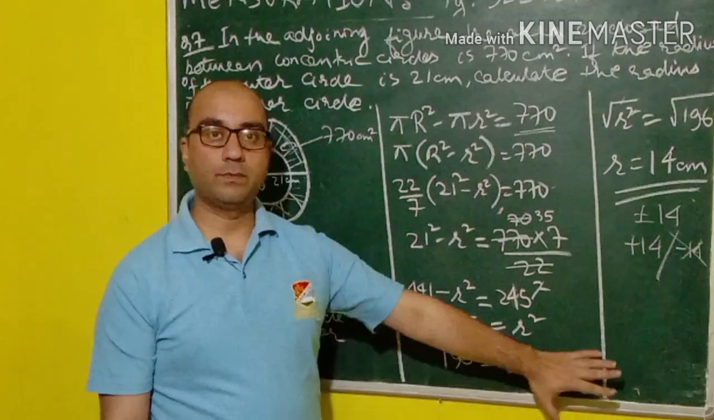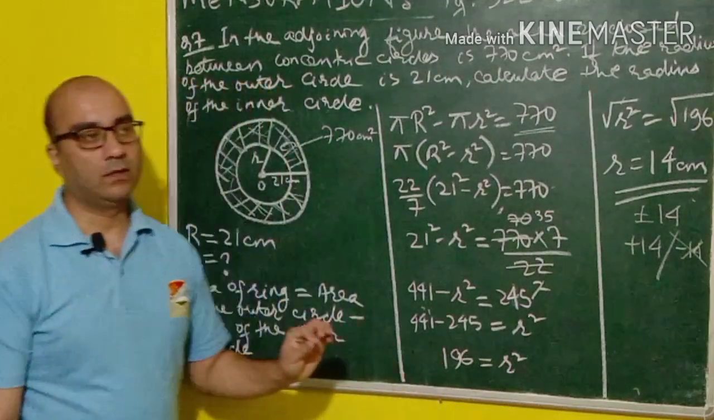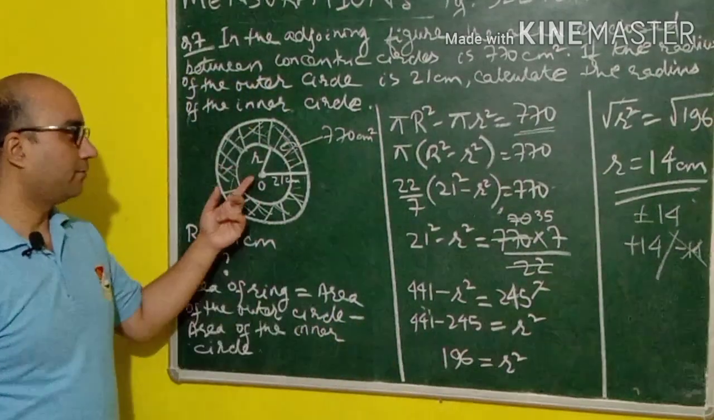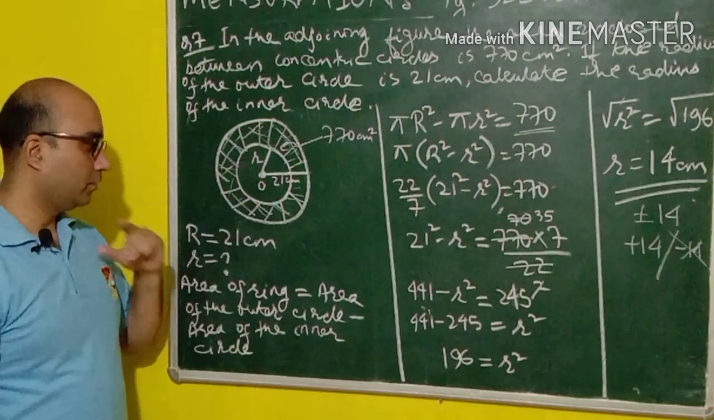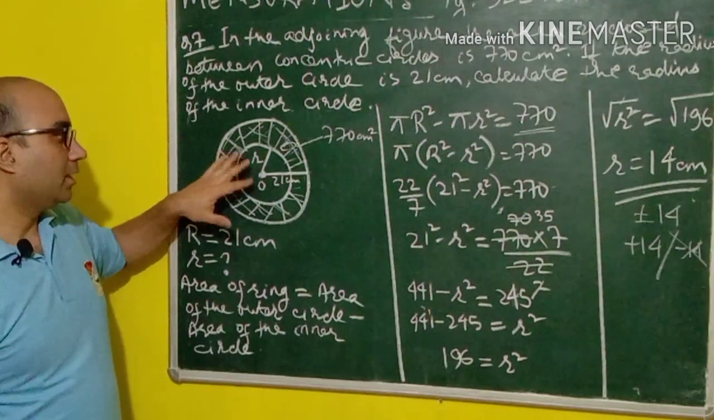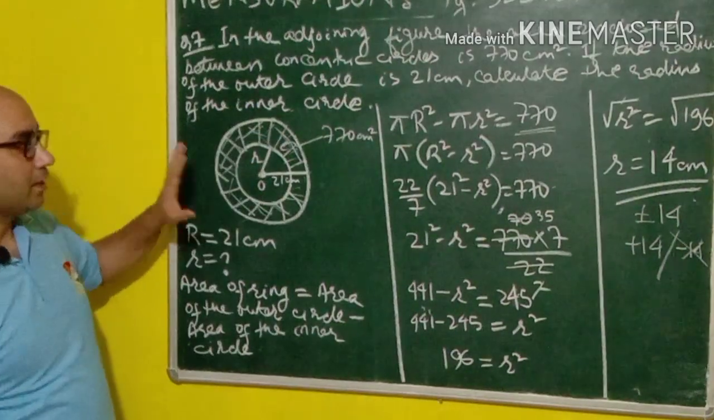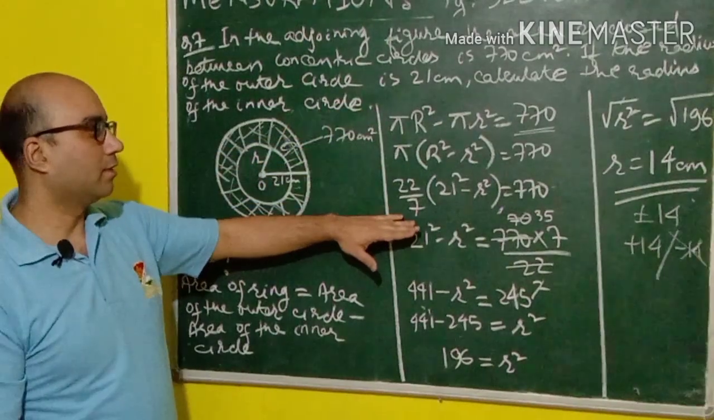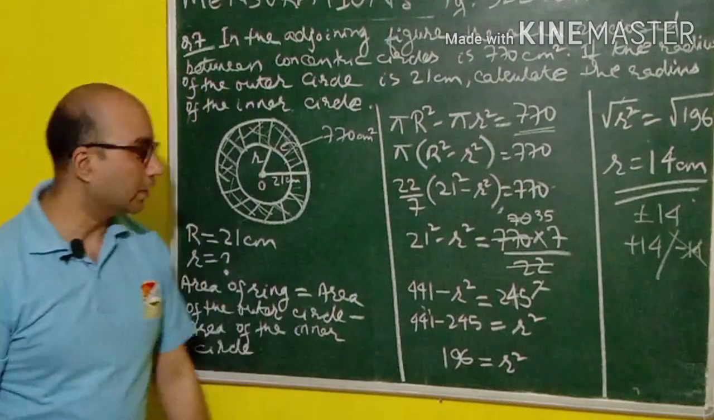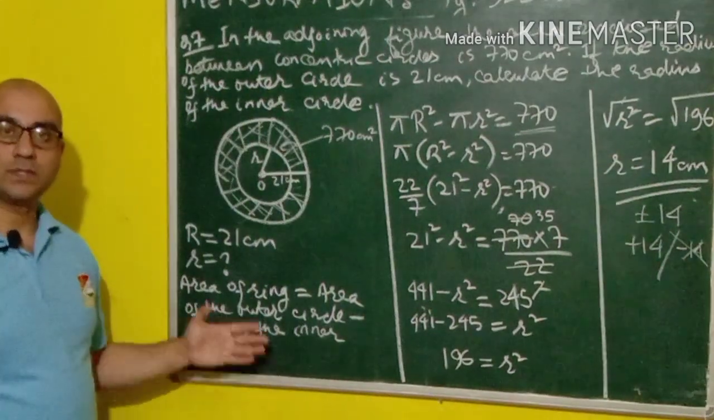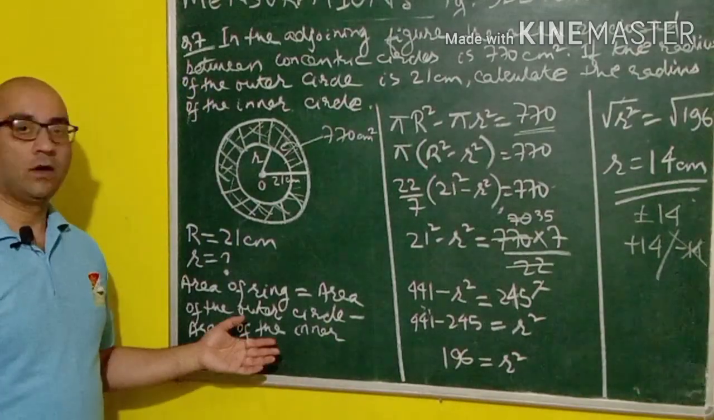So I hope the working of this sum is clear to you. The most important thing to remember here is the figure. As soon as you look at the figure, it depicts a ring. The area is given, and you have to find the radius of the inner circle. So we need to formulate the working formula for the area of the ring, and then it easily gives us the value of r. If you have any doubts, please raise them when we are having our online classes.